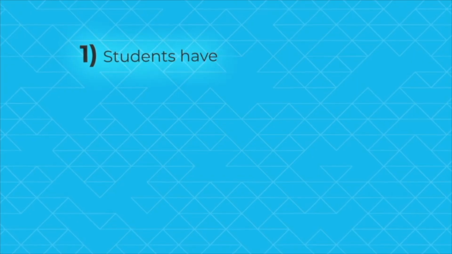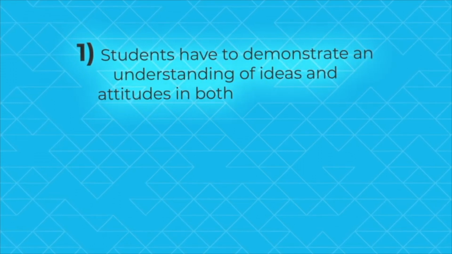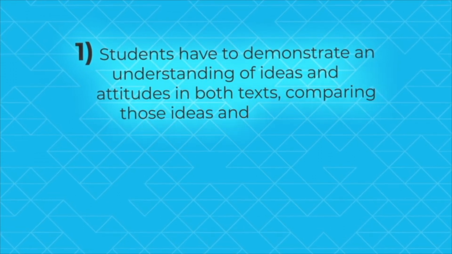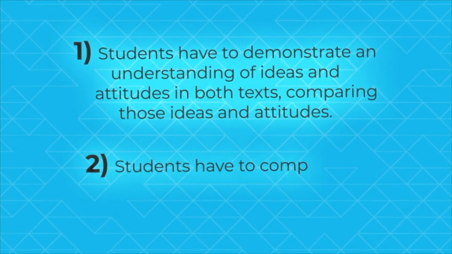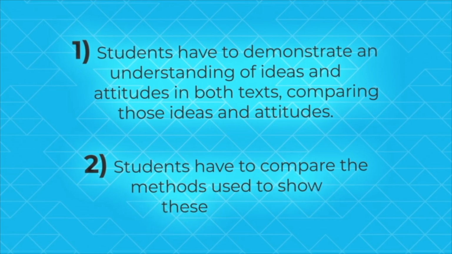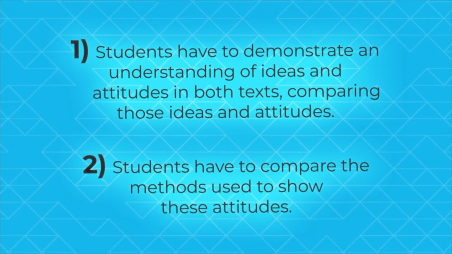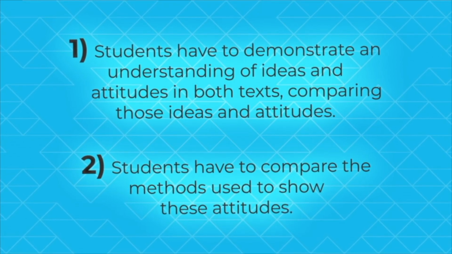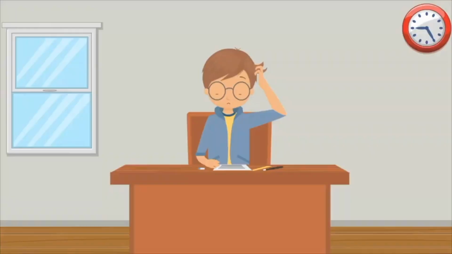There are really two distinct parts to this question. Firstly, students have to demonstrate an understanding of ideas and attitudes in both texts, comparing those ideas and attitudes, and secondly, students have to compare the methods used to show these attitudes. It's the second bullet point and what is meant by the term methods that many students seem to struggle with. Given that this question is not assessing AO2, the use of language and structure, the possible confusion is, well, which methods can I actually write about?